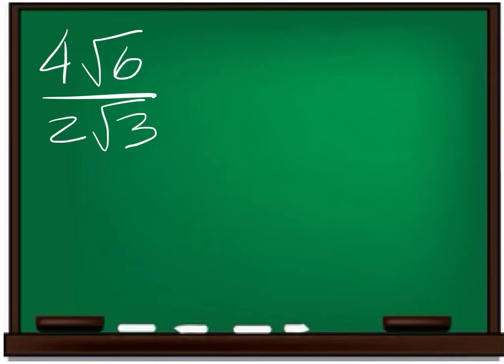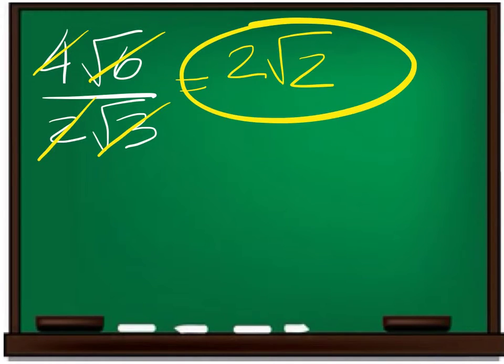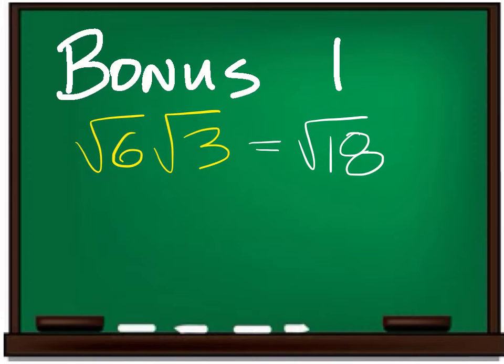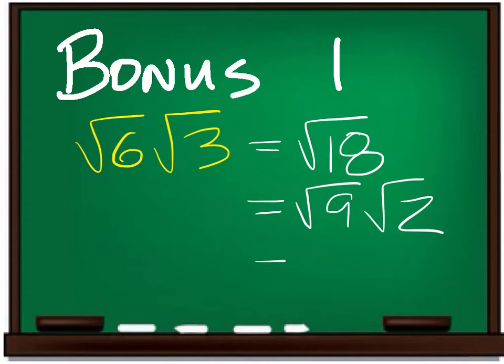On this problem, you can divide 4 and 2 to get 2, and square root of 6 over square root of 3 to get square root of 2. 2 square root of 2. When you multiply these two together, you should get square root of 18, but that can be simplified to 9 and 2. You'll get 3 square root of 2 for your final answer.